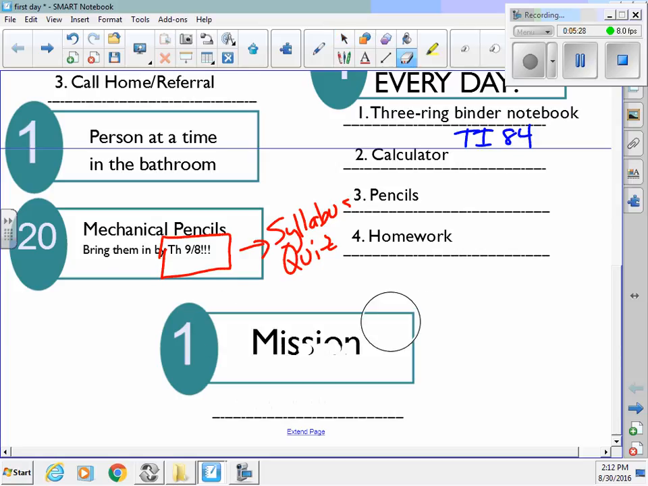Maybe most importantly, our class has one mission. It's not to get an A, and it's not to impress your parents, and it's not to, quote, learn. It's really to learn how to think better. And this is key. I am going to ask you to think. I'm going to ask you to think every day.